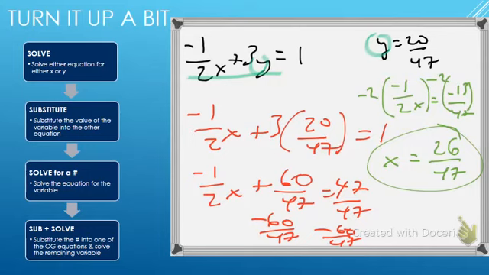What we need to do now is check our solution. So I am going to get a calculator because these fractions are messy. So yeah, take my word for it. That is our solution. So our ordered pair is 26 over 47, comma 20 over 47. That is the ordered pair that makes both equations true. That is the ordered pair where both of these equations cross.